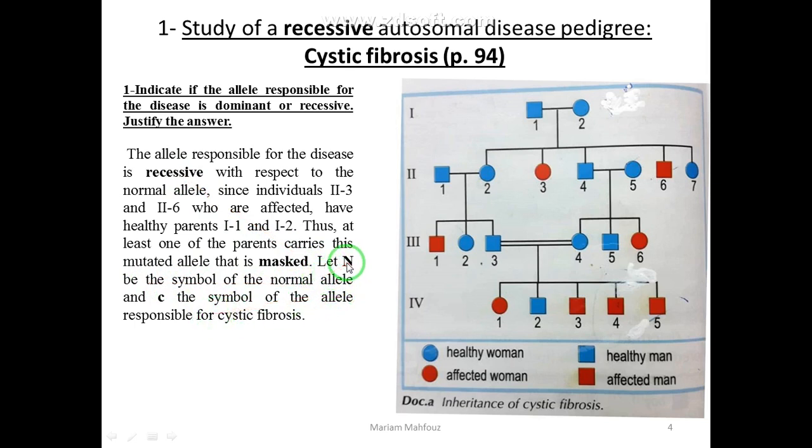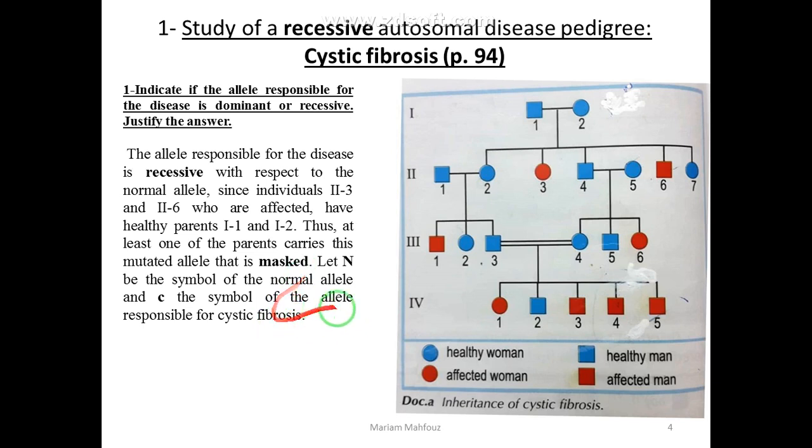The normal allele is symbolized by capital N, and the recessive allele is symbolized by small c. Okay, this is how to treat this question and how to answer it. I hope you understand it very well.